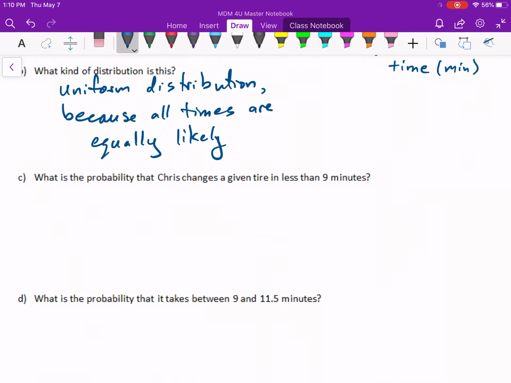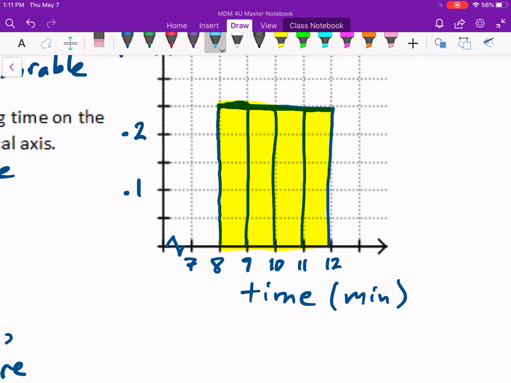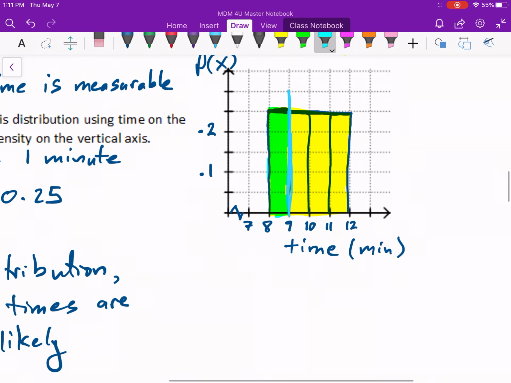Well, less than 9 minutes, if we look at our graph here, let's just draw a line here. So here's the 9-minute mark, and he can't go less than 8 minutes because he's not that fast. So basically saying it's less than 9 minutes means it's between 8 and 9 minutes. Well, we've already seen that between 8 and 9 minutes for Chris there's a 25% probability of that. Okay?